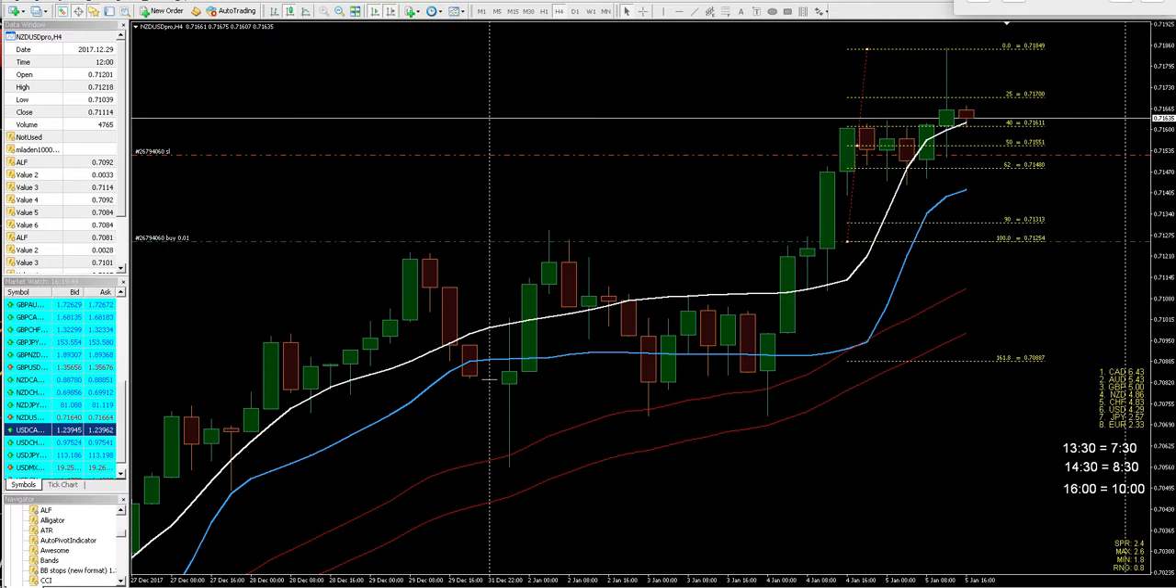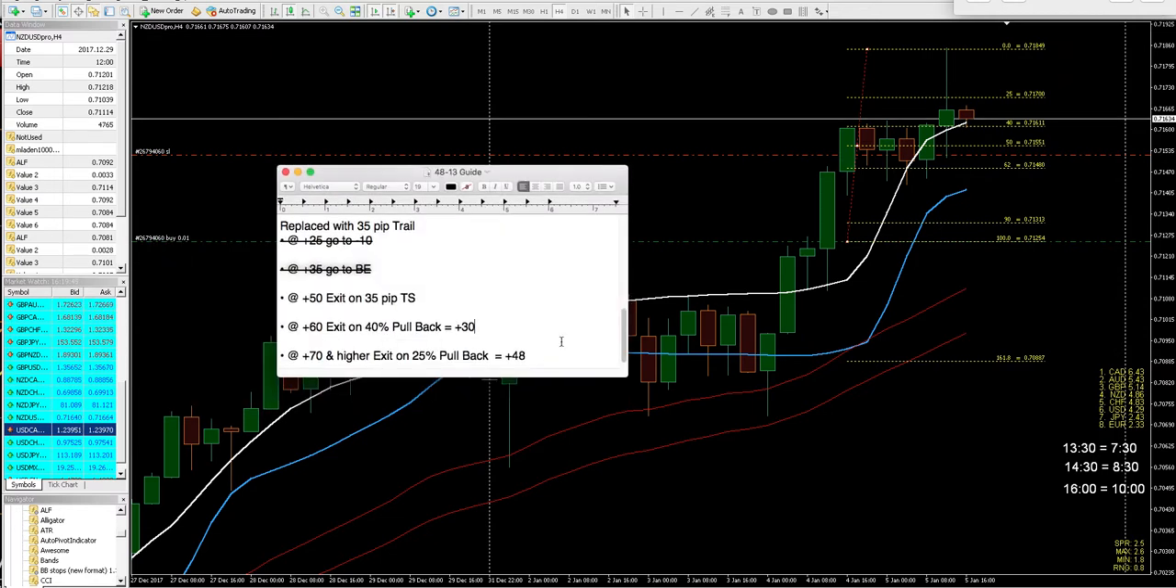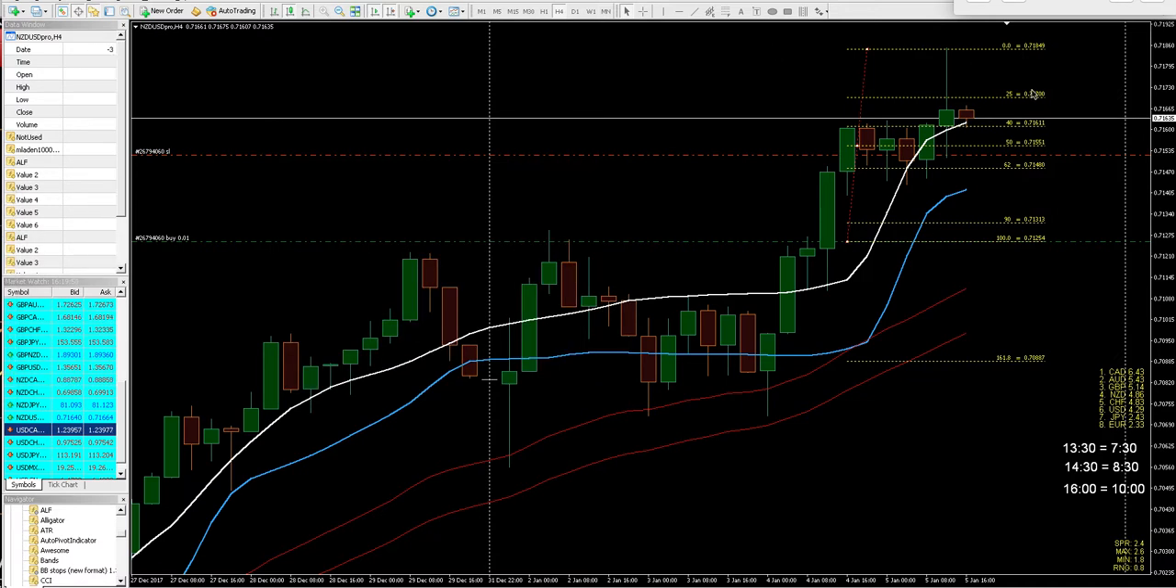And at 70 pips, what I do then is go to a 25% pullback. The 25% pullback would be right here. So if price went up to this distance here, at whatever the top was, and the overall maximum was plus 70 pips or more, then my retrace would happen at the 25% pullback.